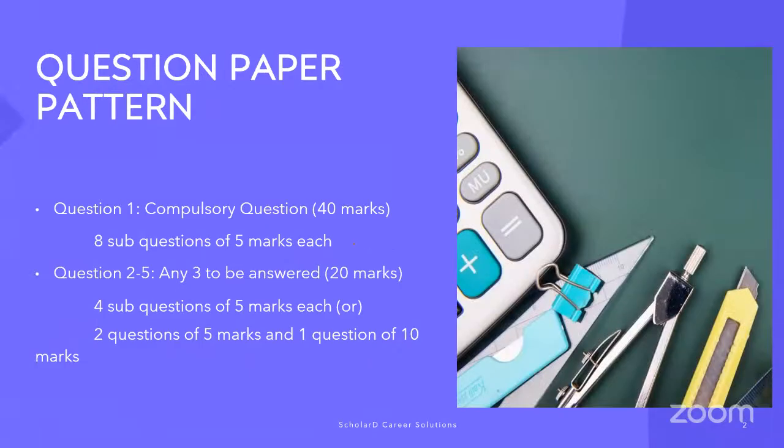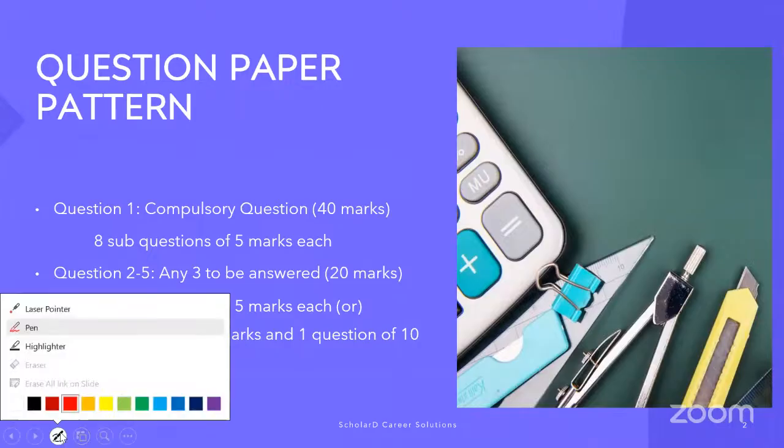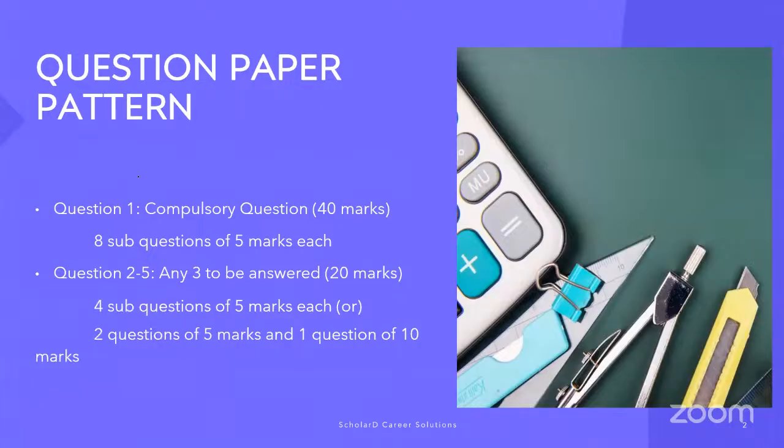So basically, you are aware that the question paper is for 100 marks, 3 hours. You will have time. Here, question number one is a compulsory question, which itself is for 40 marks. Any question, if you don't know here, you're losing those marks. So question number one is a compulsory question for 40 marks.